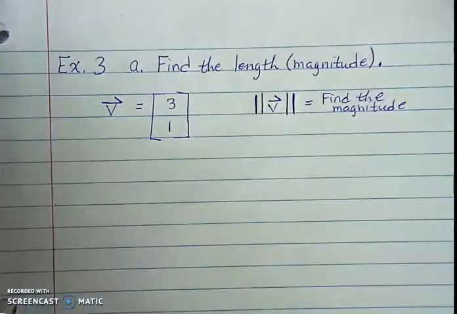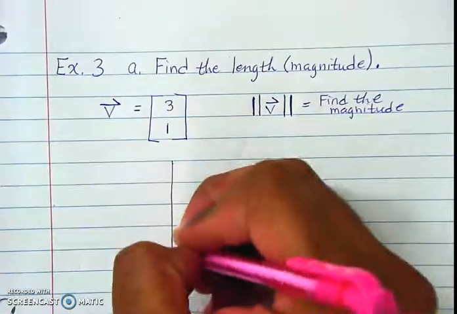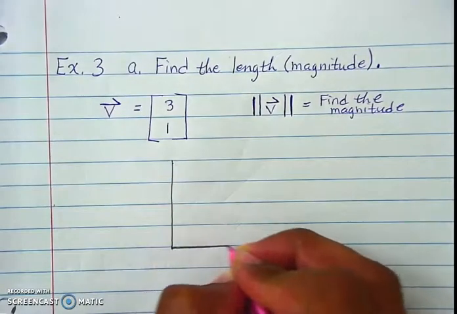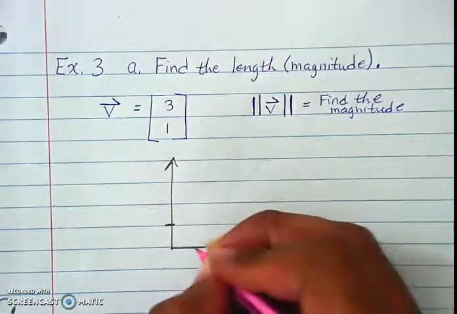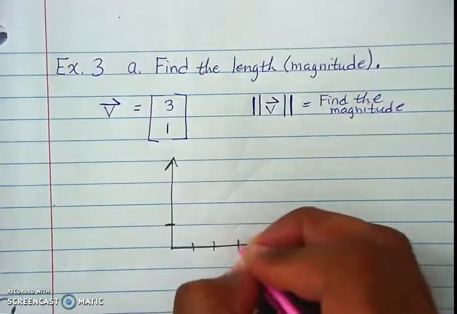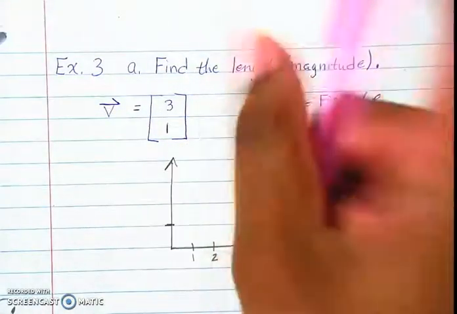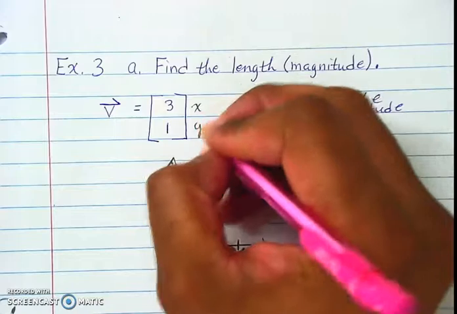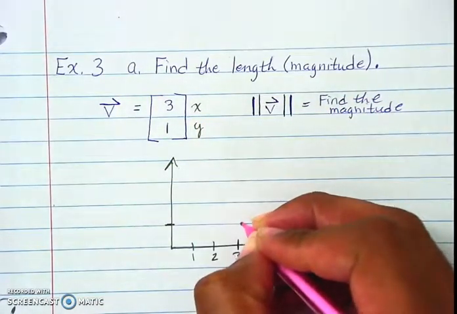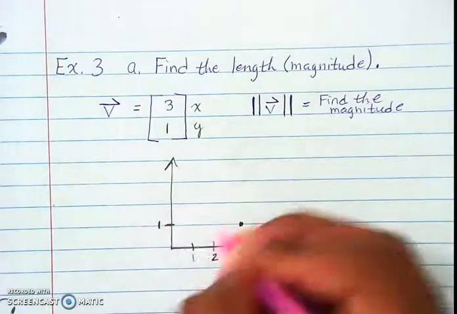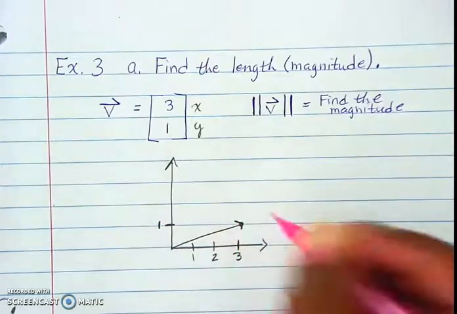So let's take a look at this problem then. They gave us a vector of 3, 1. So let's go ahead and draw that vector out. So this is 1 here. We have 1, 2, 3. And again, this is our x, and that's a y. So we go over 3, up 1. Let me draw this out.